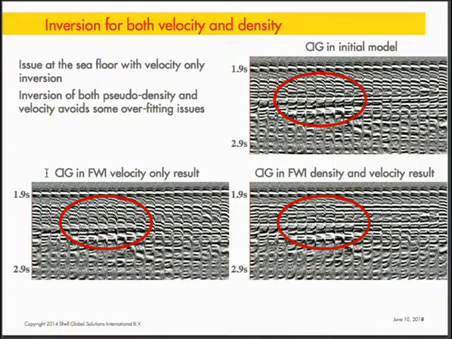The reason is that we were over-interpreting the data with one parameter. That means that we were putting a lot of lobes at the seafloor to try to cope with the amplitude behavior of our data. To compensate for that, we invert for both density and velocity, and in this case, as you can see here, we have improved the gathers, and thanks to that, we have stabilized the inversion. It is just a mitigation, but it's very useful for production.